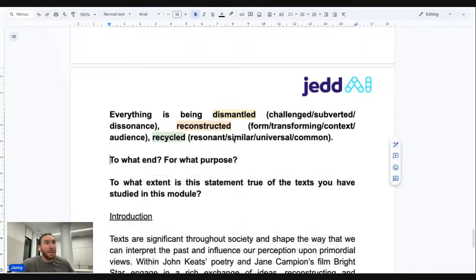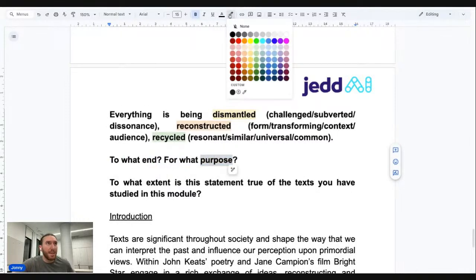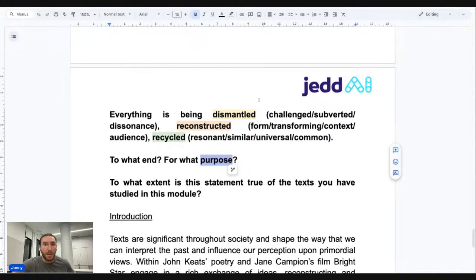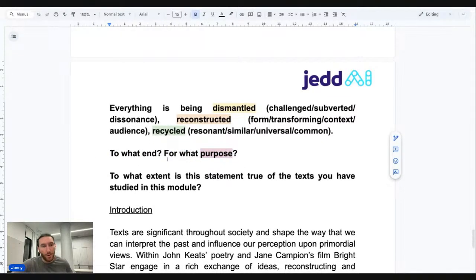It then says to what end, for what purpose. So this is all about purpose, to what end, basically the same thing here. So we can just say purpose. Okay, I need to really focus on purpose. You always focus on purpose, so it's not really adding too much. I would really focus on these terms. And of course, what is everything? What is being dismantled? You can definitely shed some light on that. You don't have to necessarily say everything, just give specific examples of the things.